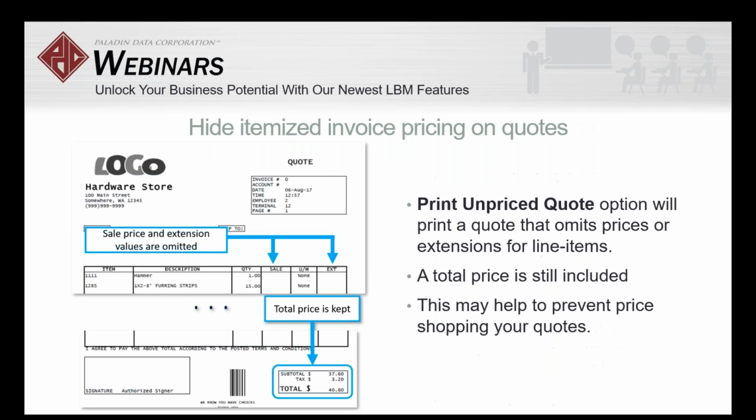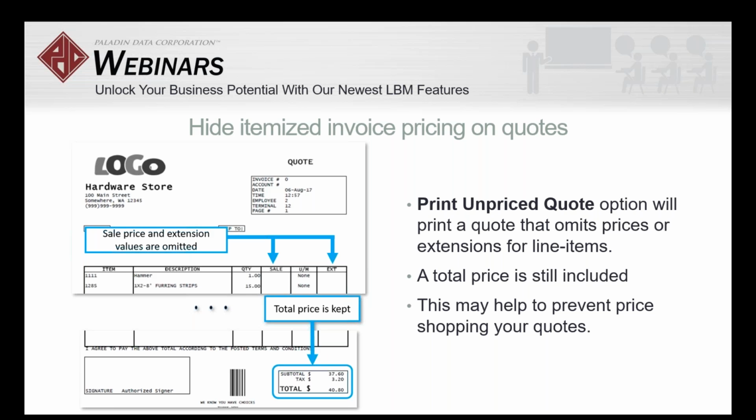All right, following this, hide itemized invoice pricing on quotes. Again, very powerful. Your salespeople can put together quotes, but keep suppressed the extended line item information and the individual sale price, and just give the customer a bottom line price, so they won't go and shop around and only buy the inexpensive items from you and the expensive items from others. It really does help prevent price shopping your quotes.